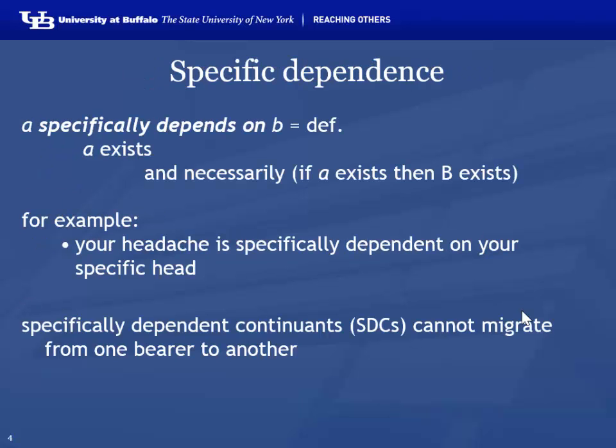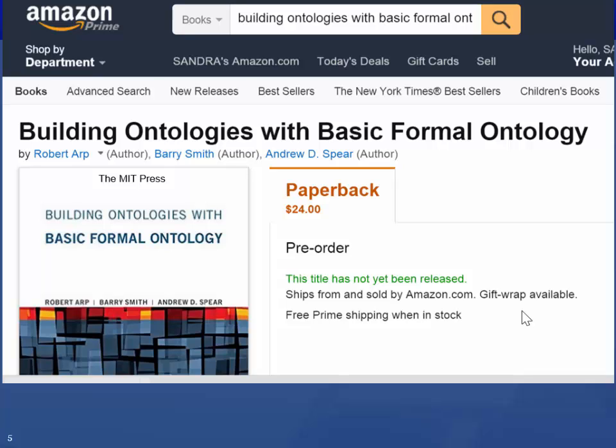Now, in order to understand information content entities, we need to understand the idea of specific dependence. So your headache is specifically dependent upon your head. That just means that your headache can't exist without your head. It's your head's headache. And you can find a lot more information about questions of definition of terms like specifically dependent continuant in this book, which is, so I think I'm allowed some shameless advertising because it's going to be appearing in exactly 2 weeks' time.